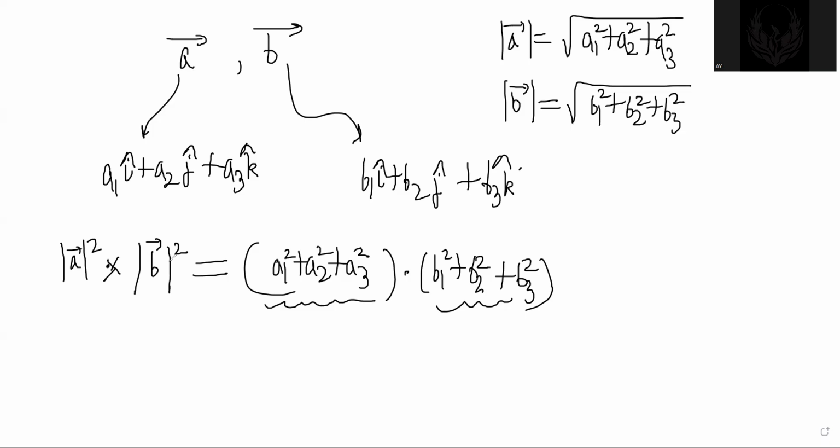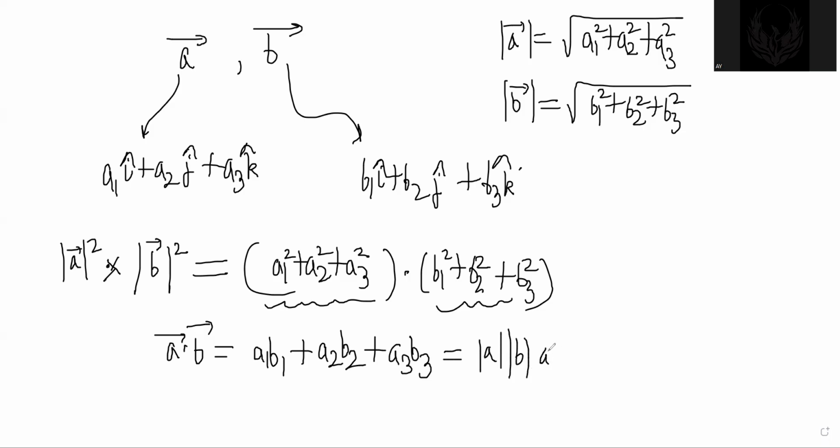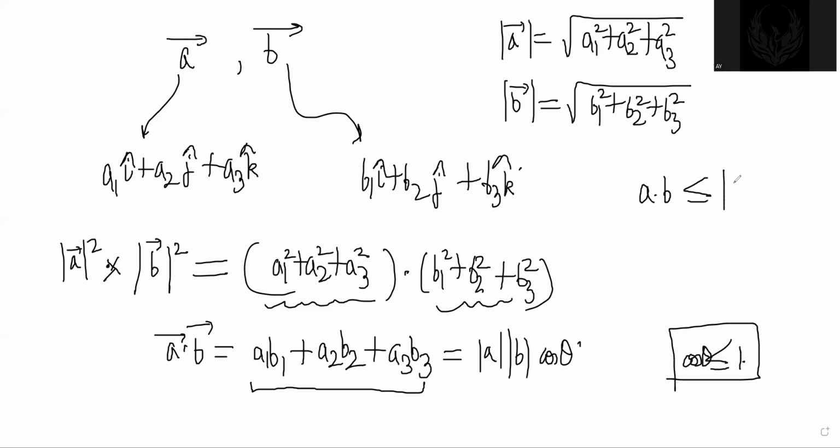Now let's try to figure out the right-hand side. If you do A dot B, what are you getting? You are getting A1 B1 plus A2 B2 plus A3 B3. This is the dot product of A and B vectors, which can be written as mod of A mod of B cos theta. And cos theta is always less than or equal to 1, which means that A dot B is less than or equal to mod A mod B.